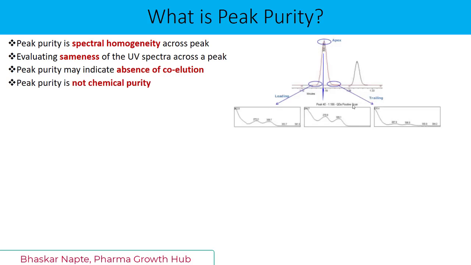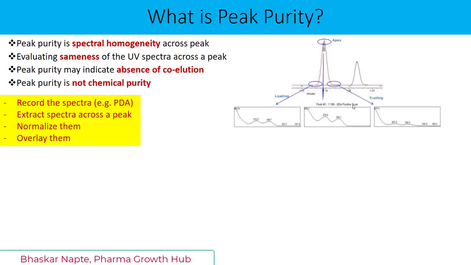So peak purity is not chemical purity, which is a very important point that I would like to reiterate here. Now let us understand the general process of evaluating peak purity. To evaluate peak purity, you need to run a sample using a photodiode array detector and record the spectra across the entire chromatogram from start to end.